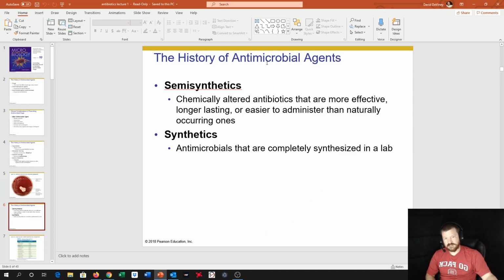When we look at antimicrobials, they can either be semi-synthetic or synthetic. So semi-synthetics are antibiotics that we may have found naturally and then just altered a little bit to make them maybe longer lasting or more effective or maybe more stable, right? So that they don't degrade quite so quickly. And then, of course, we can make fully synthetics. If you're trying to make an antibiotic that is a protein, all you need to know is the DNA, and you can synthesize those pretty easily in the lab.